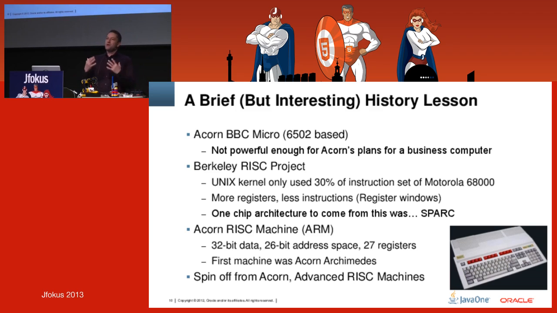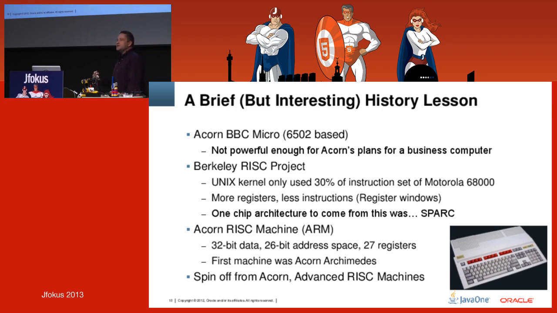But what they discovered was that only 30% of the instructions that the 68,000 processor could run were actually being used when you executed the Unix kernel. The Unix kernel was a fairly complex piece of software. So it was kind of logical to think, well, do we really need all of those instructions? Yes, there are certain times when they're being used, but a lot of the time it's actually a case of, well, you know, we could do without them.